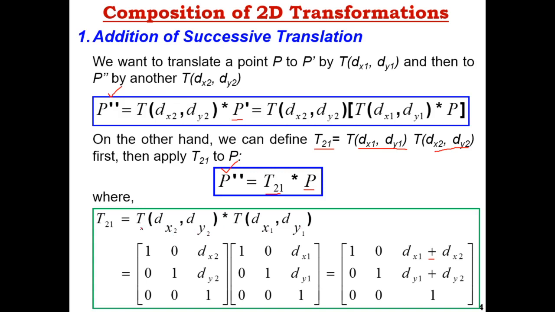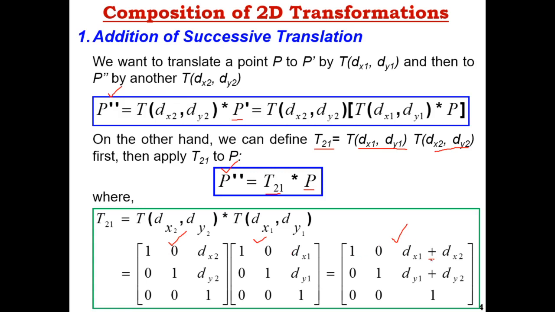So this is going to be added here, and then T21 is going to be calculated. And how is this possible? You can see that this is the first translation, this is the second translation. So the second translation happens after the first translation. So this is your result.